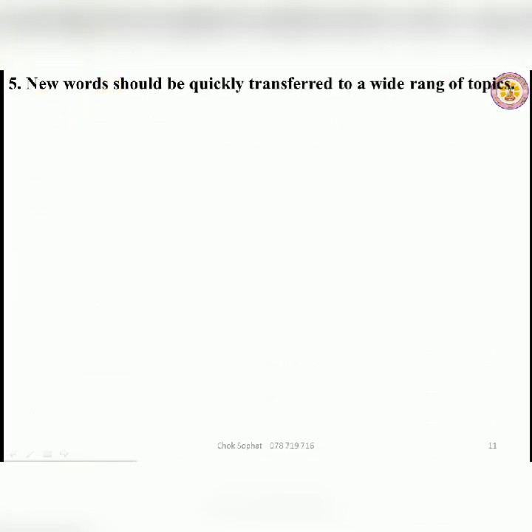Number five, new words should be quickly transferred to a wide range of topics. So we can use the new vocab, the new words that we teach the student. You can give a lot of examples by using different topics, a wide range of topics, so that your students can understand how to apply it in writing, speaking, reading, examples like that.